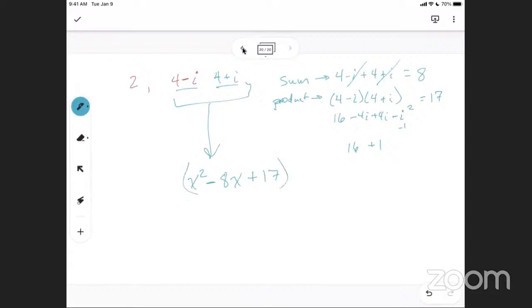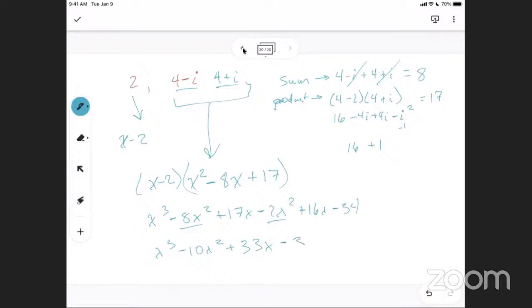Now multiply that by the factor that comes from this zero. The factor would be x minus 2. Perfect. Good job. You're getting this well. x minus 2. And now just distribute it out. x cubed minus 8x squared plus 17x. Now the 2: negative 2x squared, positive 16x, minus 34. Add like terms. x cubed minus 10x squared plus 33x minus 34.